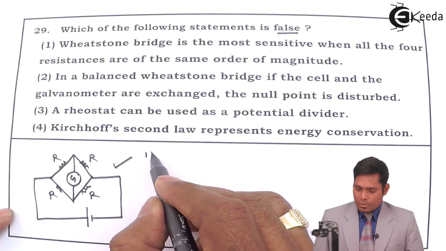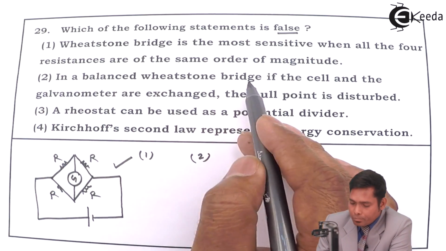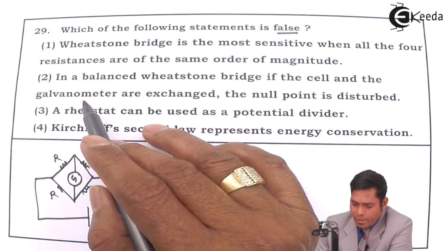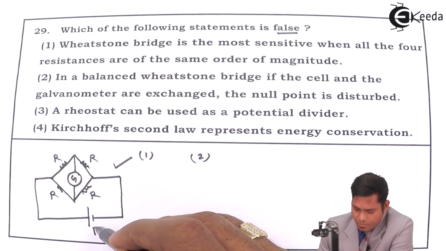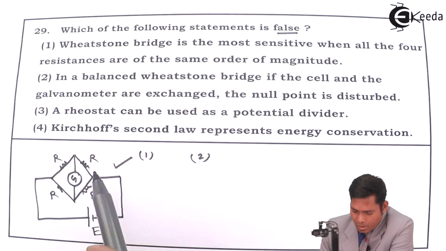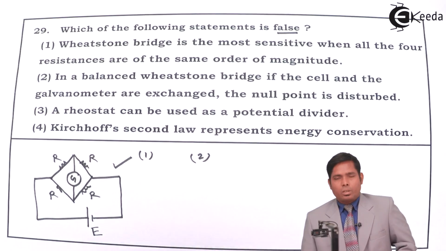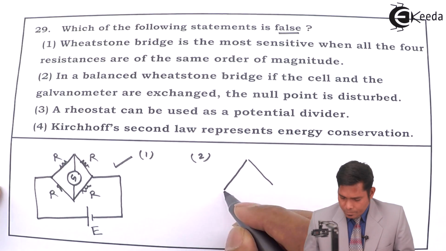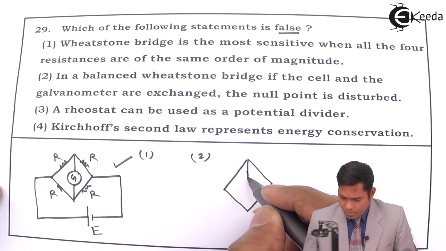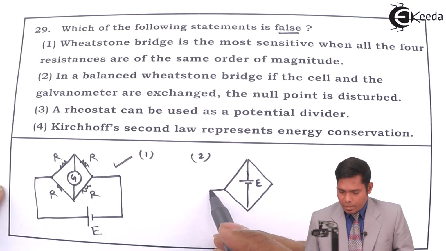Next, what is the second part of the question? The second option is: in a balanced Wheatstone bridge, if the cell and the galvanometer are exchanged, the null point is disturbed. That means the galvanometer is this and the cell is this. If they are exchanged, here I will put the galvanometer and here I will put the cell. By doing so, this will look like this. The cell is here. Now the cell is within the diagonal, and here I connect the galvanometer.